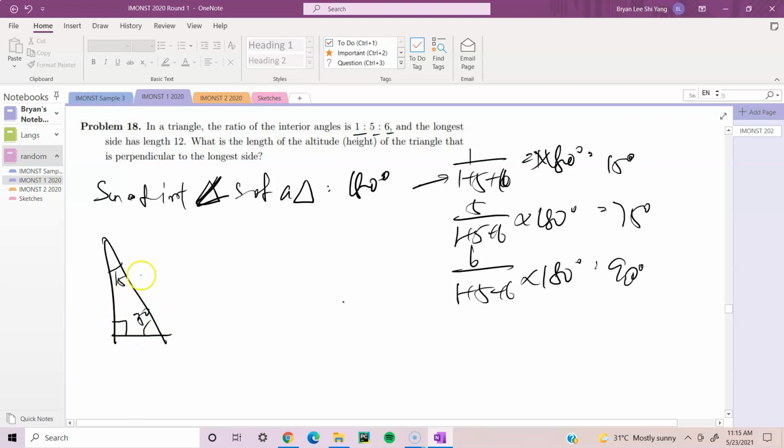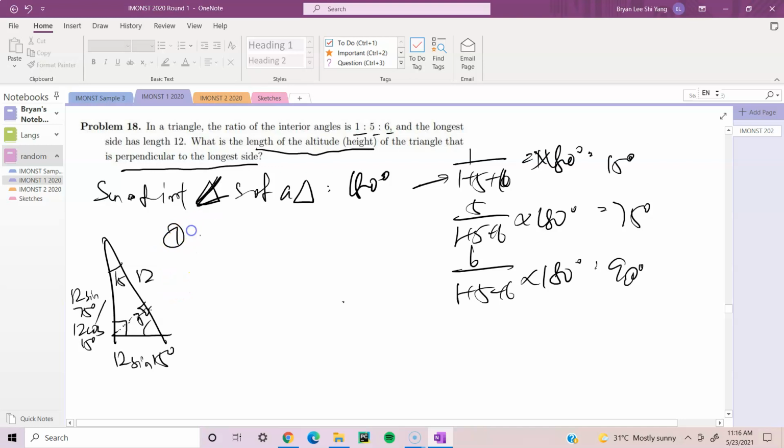Okay, then the longest side, being the hypotenuse, has length 12, and what it wants is the length of the altitude perpendicular to the longest side, which is this one. So how long is this? Initially we'll take this, so we will have 12 sine 15 over here, and then 12 sine 75, or you could say 12 cos 15 over here. Now we have two solutions stemming from here.